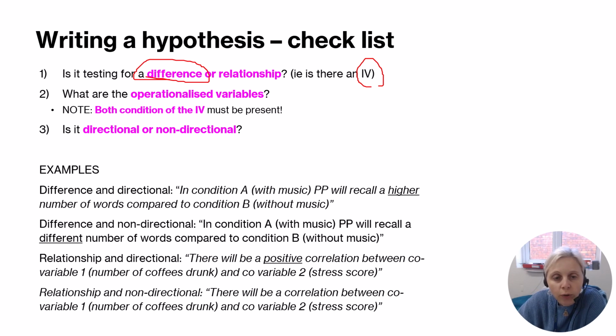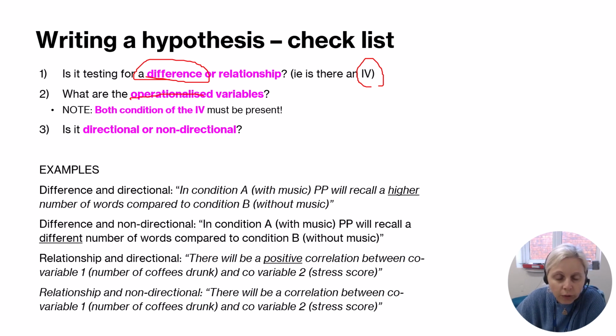Once you've done that, you identify how the variables have been operationalized. That means how have they been measured. So you can't talk about memory, but you would talk about scores on the memory test, for example. And if you are testing for a difference, remember that you have to show comparison between the different conditions. So saying those with similar words scored better in the memory test would be incomplete. You have to say compared to those with dissimilar words, for example.